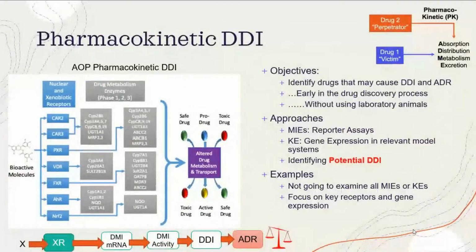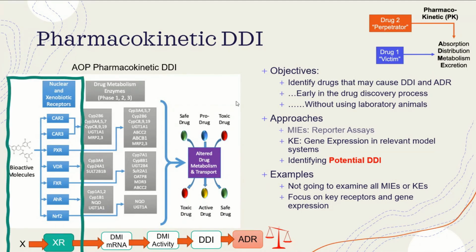Well, of course, it's not as simple as this. We have a lot of different molecular initiating events and key events that occur. But what we're going to try to do today is try to simplify this. So our goals, of course, are to try to understand if our drug has the potential to cause drug-drug interaction and an adverse drug reaction. We want to do this early in the drug discovery process. We don't want to use laboratory animals. So how are we going to do this?